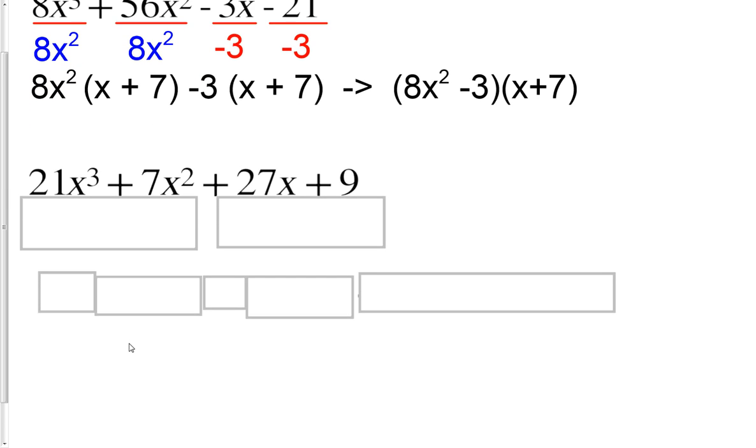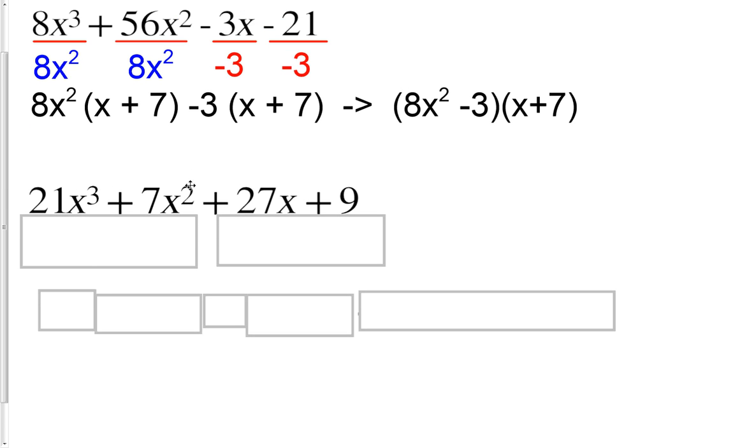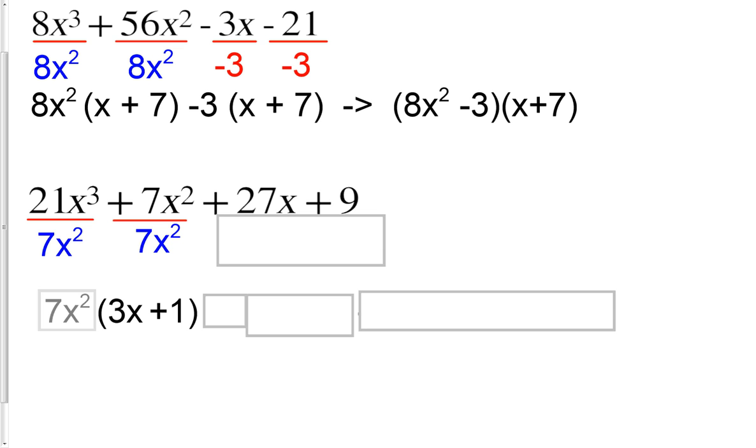Down below here, we've got 21x cubed, 7x squared. 7x squared is coming out. So when that whole thing comes out, this is just going to become a 1, not a 0, as a heads up. And so we're going to get 3 and an x here, and just 1 here. And again, 7x squared is what we took out.